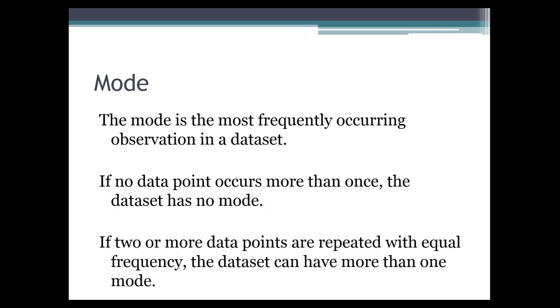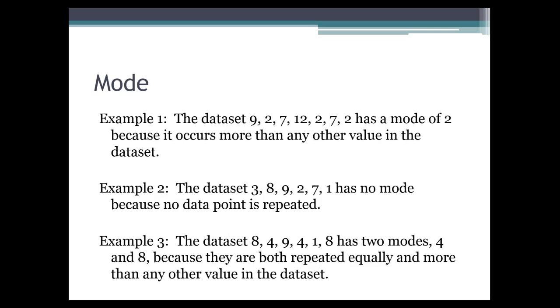The mode is the most frequent observation in a data set. A data set can have no mode, it can have one mode, or it can have more than one mode. If no data point occurs more than once, the data set has no mode. If you've got two or more data points that are repeated with equal frequency, then you're going to have two or more modes. Here are three examples, and if you want to look at this, go for it, but I'm just going to skip right over it because I know you know how to do this.